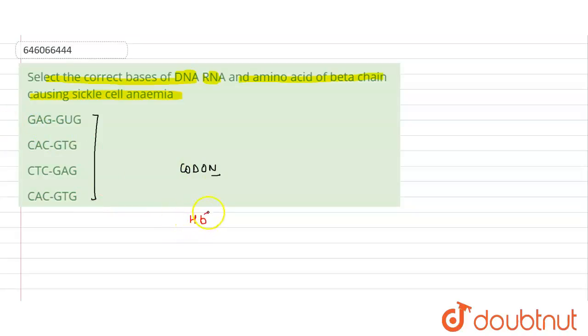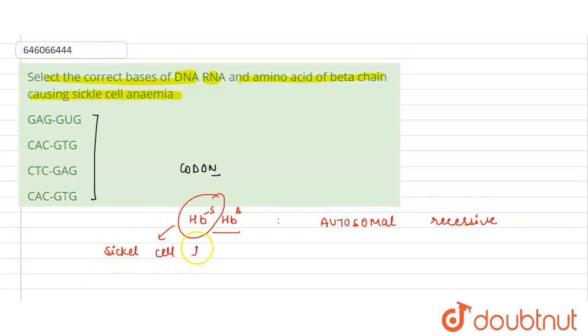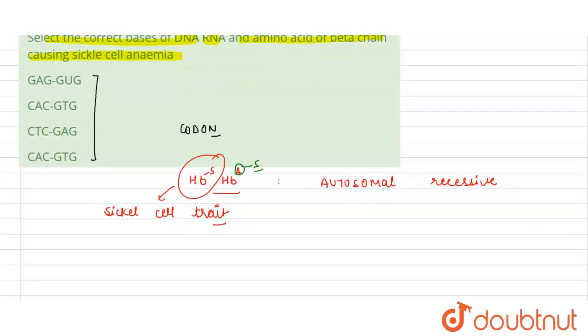A single gene is responsible for causing sickle cell anemia. It is autosomal recessive in nature. If the person is carrying only a single gene, then that will be called the sickle cell trait. If in both the hemoglobin genes, instead of A, S is present, then that will be called sickle cell disease. That person will carry the disease. Now, since it is autosomal and recessive, what happens?